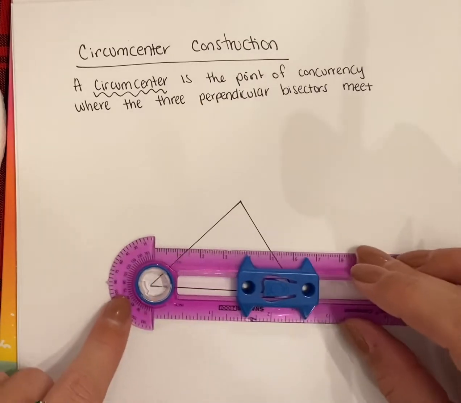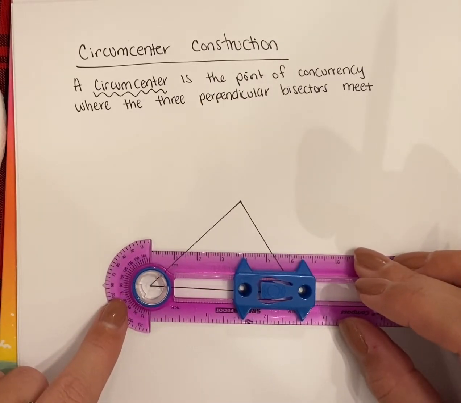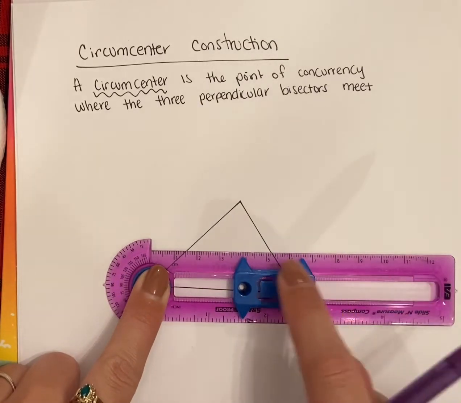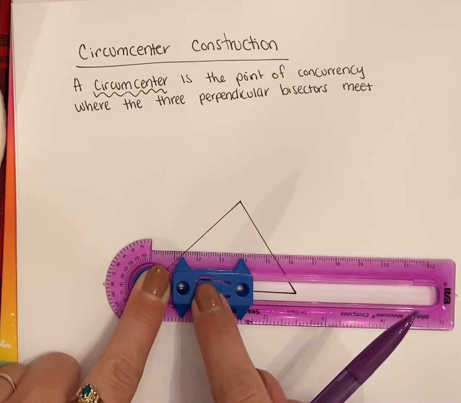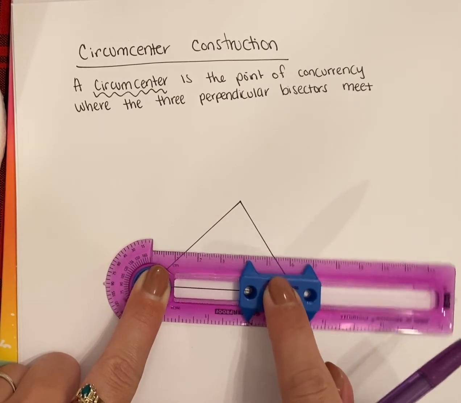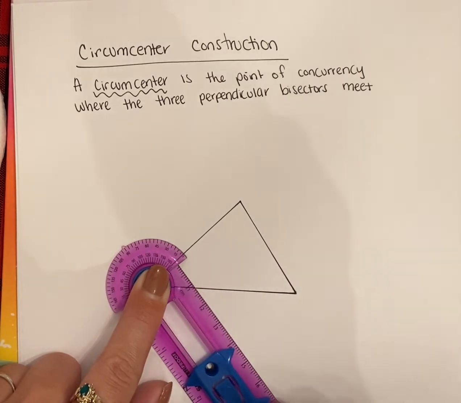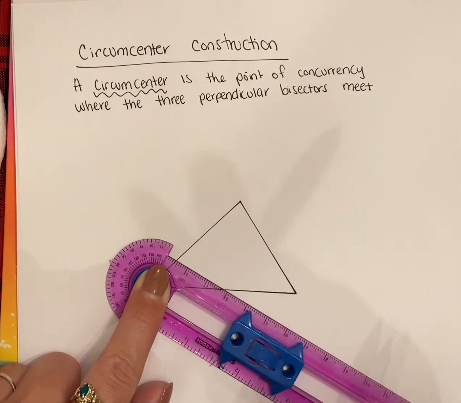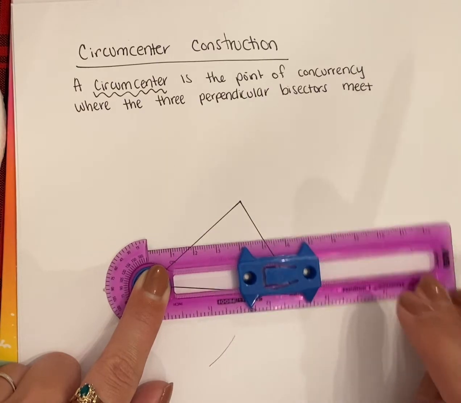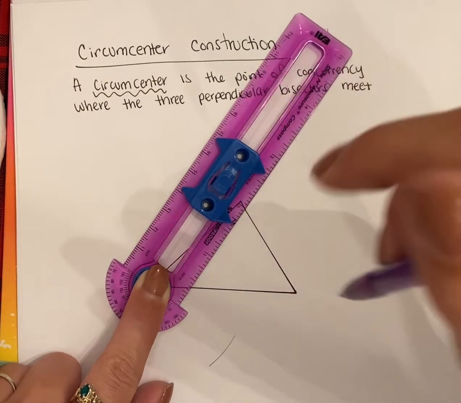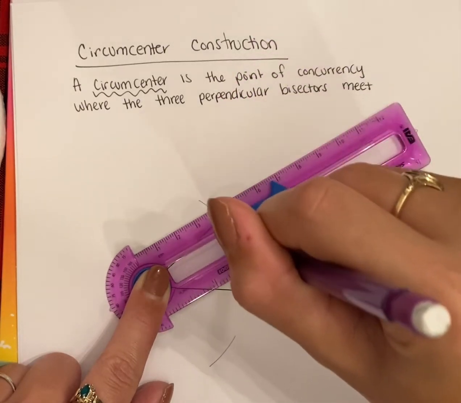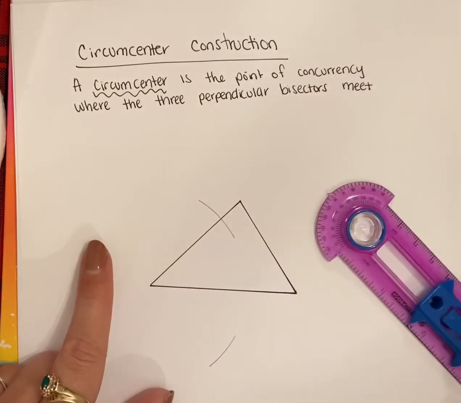So I'm going to put my needle on one of the vertices of my triangle. I'm going to make sure this is open more than halfway for the length of the segment that I'm using. I'm going to extend it below, make an arc. You don't want to go back and forth. Try to do it light so that way your paper doesn't look a hot mess. Do one up here. So I have 2 arcs.